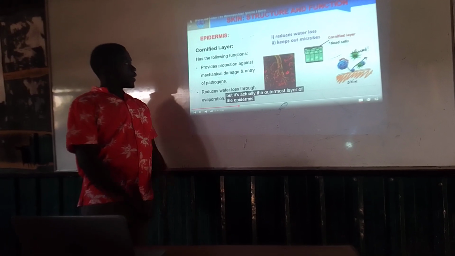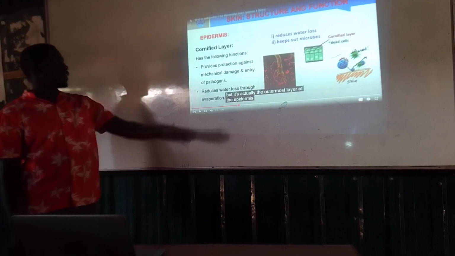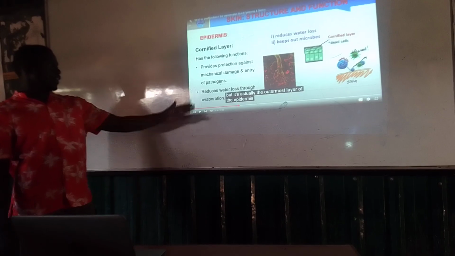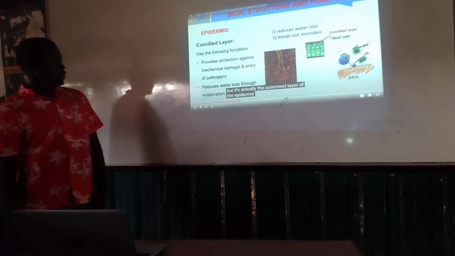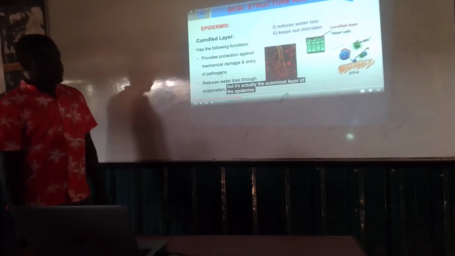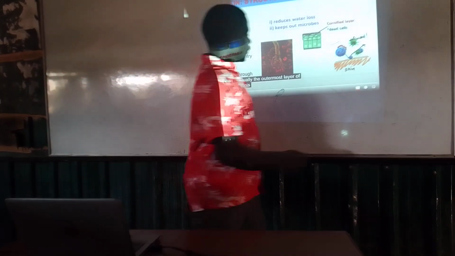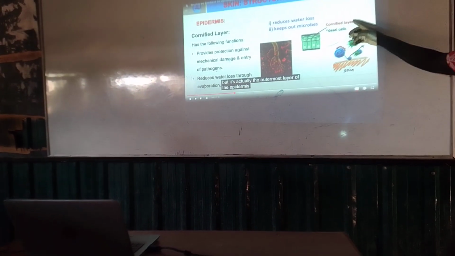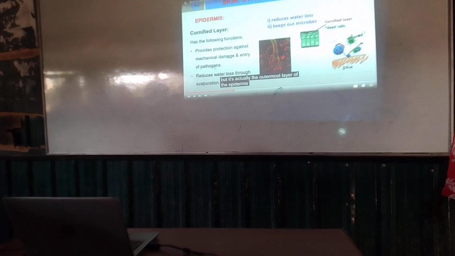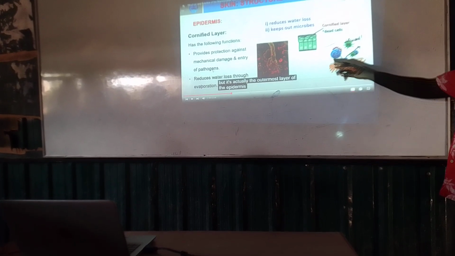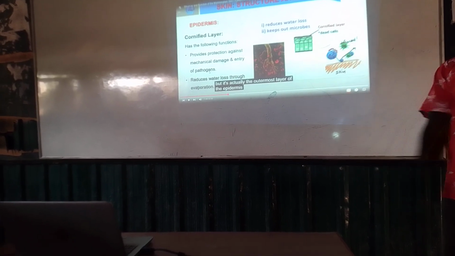Let's go over the function of the cornified layer. It provides protection against mechanical damage and entry of pathogens, and also reduces water loss through evaporation. And here you can see the cornified layer. The cornified layer is made up of dead cells. We also have it here to reduce water loss and also keep out microbes.